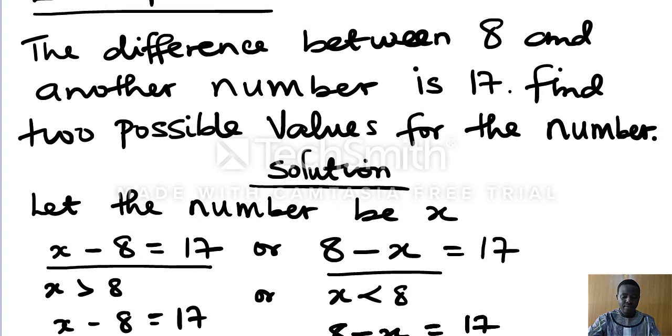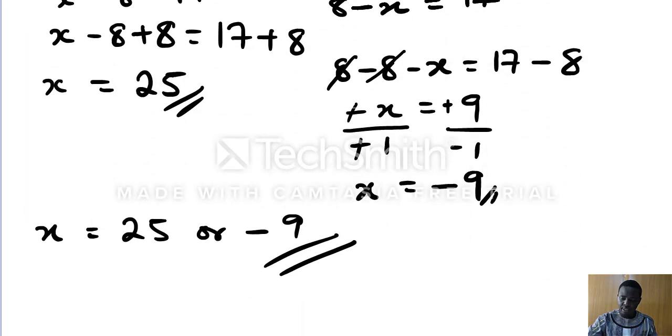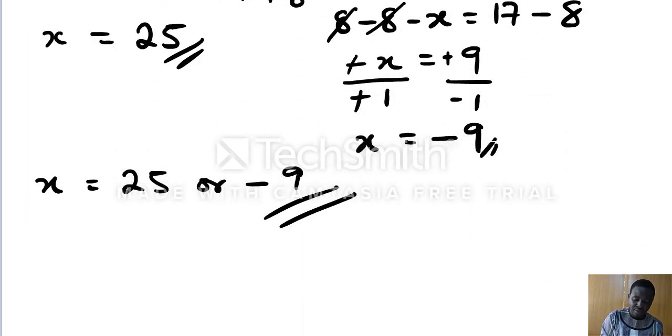We were asked to find the number such that the difference between 8 and another number is 17. We should find two possible values for the number, and we have gotten these numbers.